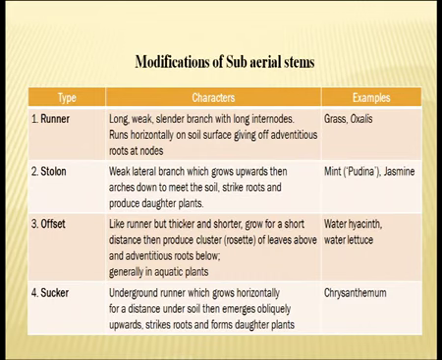So, suckers are of chrysanthemum, and underground runners grow horizontally for a distance under the soil and then emerge obliquely up, and they strike roots and form daughter plants. So, this is a modified stem.